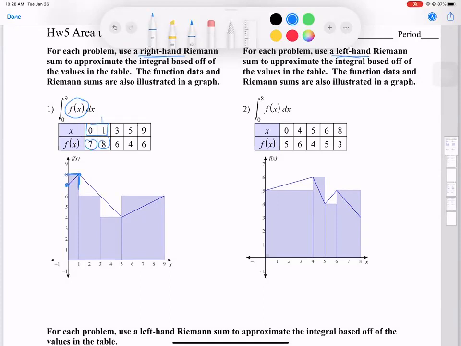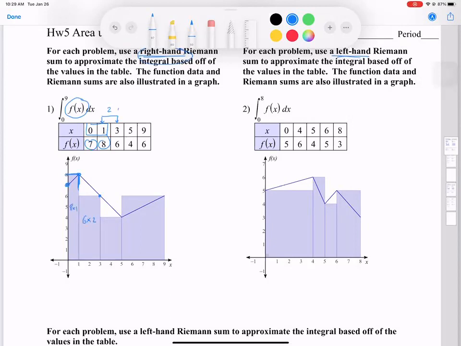Between 1 and 3, which one would be the right value? The right value would be 6. That's why we're using 6 here. It's not the greater value, it's what we determine the value we want to choose. And we want to choose right hand, so we're sticking with right hands here. Also please be aware that the distance between 1 and 3 now is 2. So the rectangle here is actually 6 times 2. The first rectangle was 8 times 1.